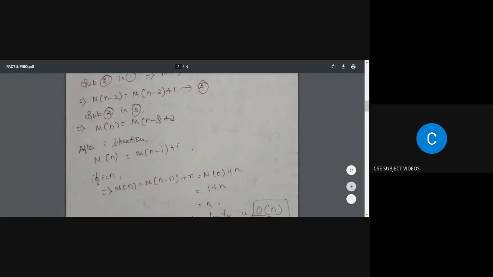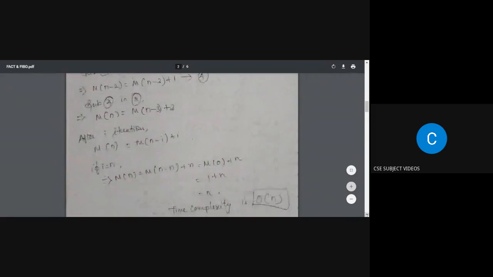So what is the similarity you are getting here? If it is m of n minus i, the ith iteration, here instead of n minus 3 plus 3, what is the similarity? The number inside, n minus i, is equal to plus i. So that is the similarity. So we can go with m of n equal to m of n minus i plus i.